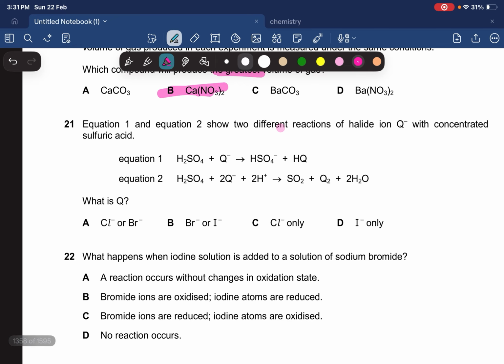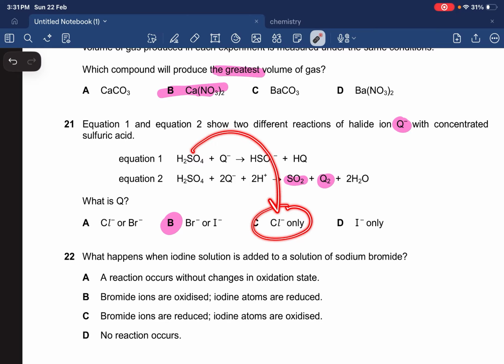Equation 1 and 2 show different reactions of halide ion Q negative with concentrated sulfuric acid. What is Q? Sulfuric acid plus this produces HQ, and then sulfuric acid reacts further with it to produce SO2, Q2. It can either be iodide or bromide, because sulfuric acid cannot oxidize chloride. It cannot make chloride lose electrons. Why can't it oxidize chloride? Because it's not a good enough oxidizing agent. It can oxidize bromide, it can oxidize iodide to form sulfur dioxide, but not chloride.